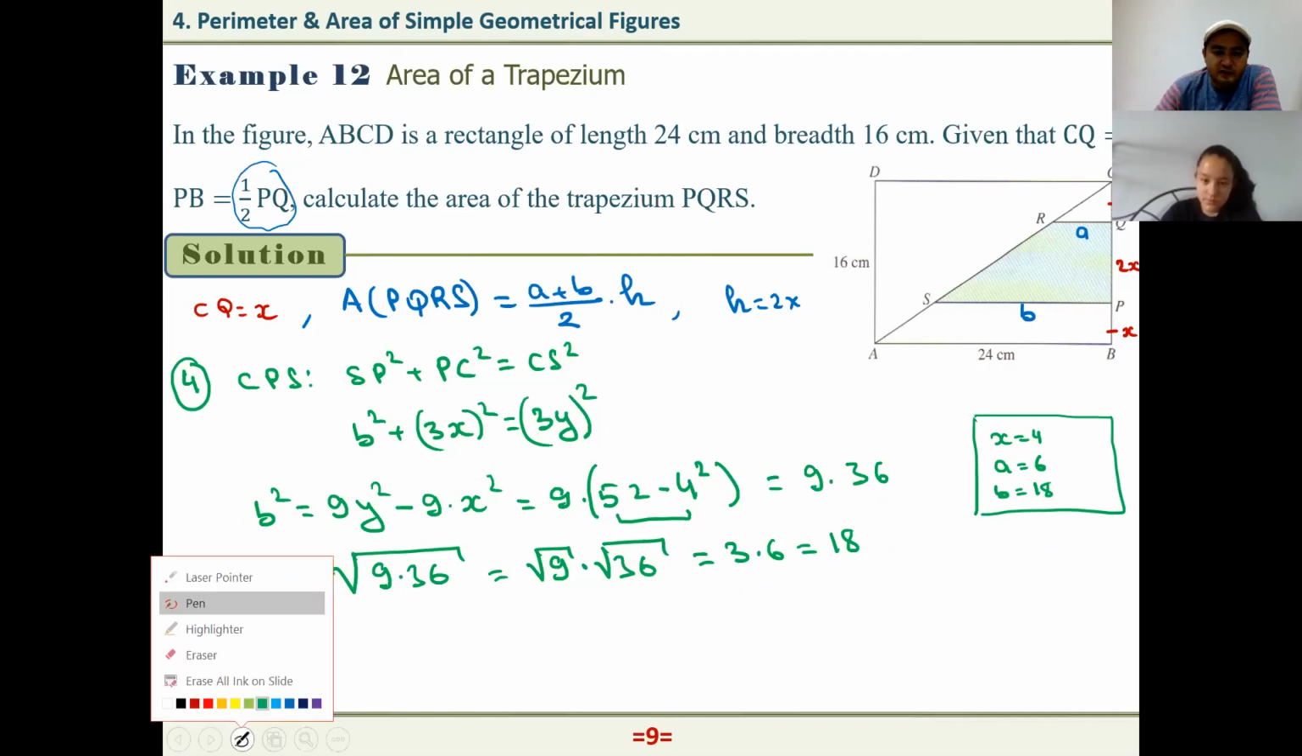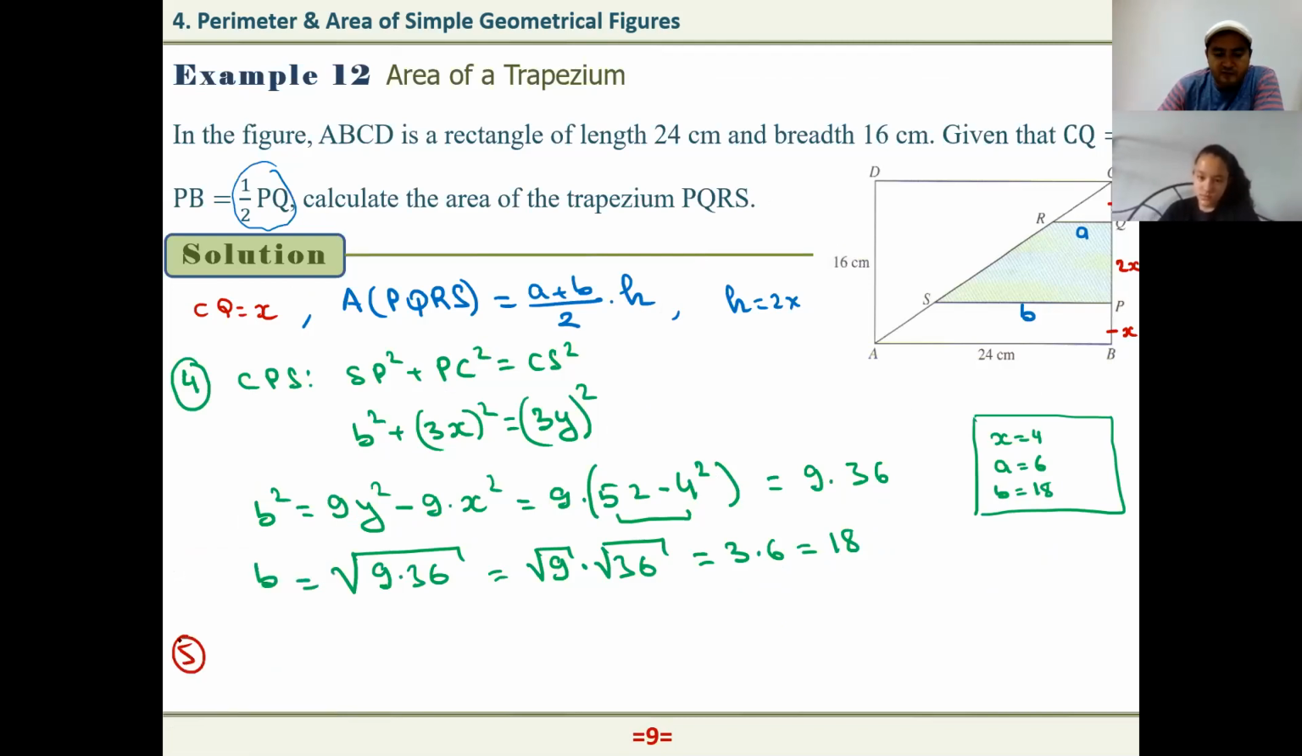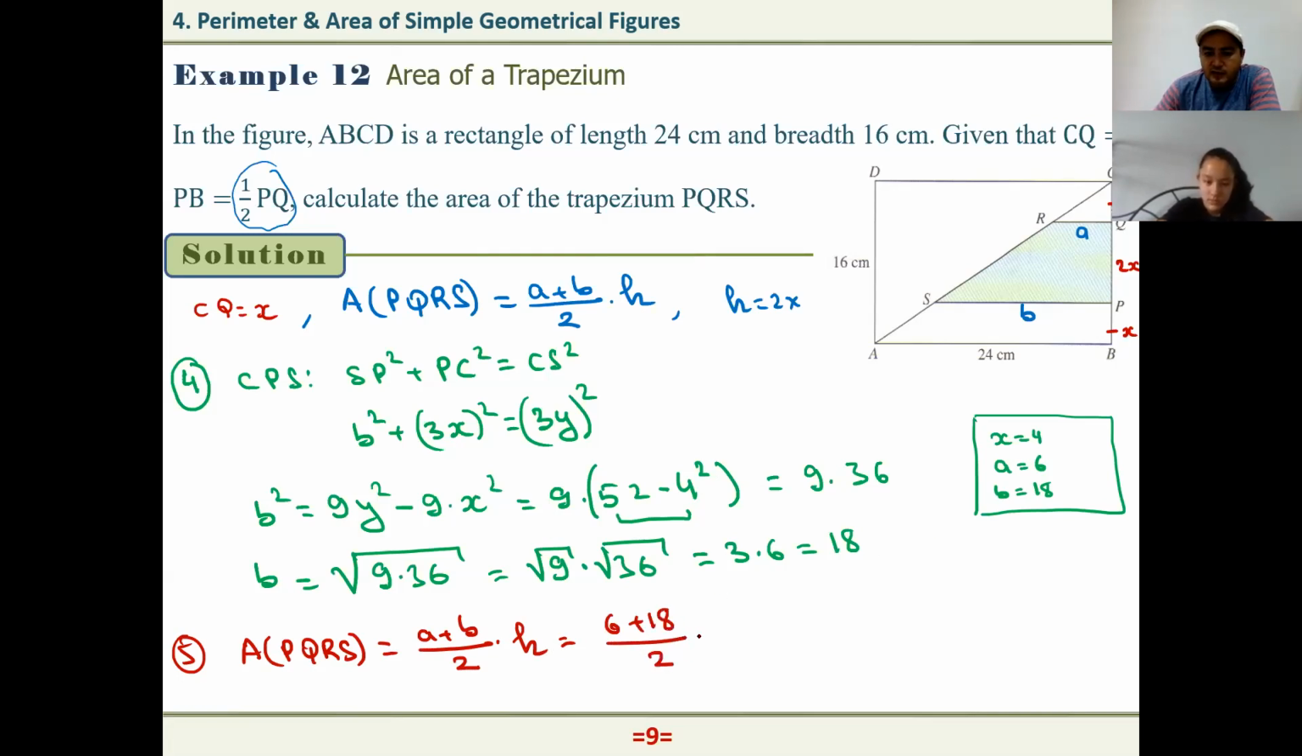So now I can find the area. Step 5. The area of the given trapezium PQRS equals A plus B over 2 times H. A equals 6 plus B equals 18, over 2, times H. H equals 2x, right? And 2x is 8. So here we have 8 divided by 2, it is 4. 6 plus 18, 24.